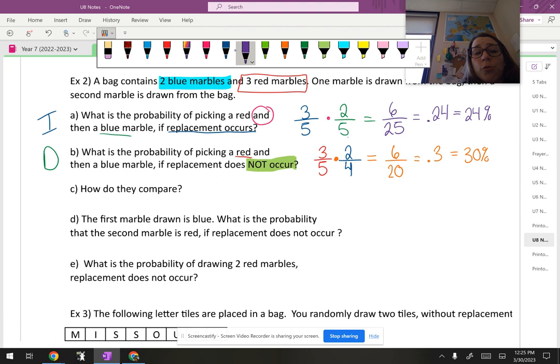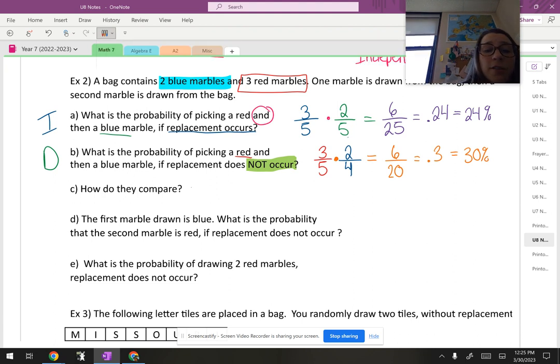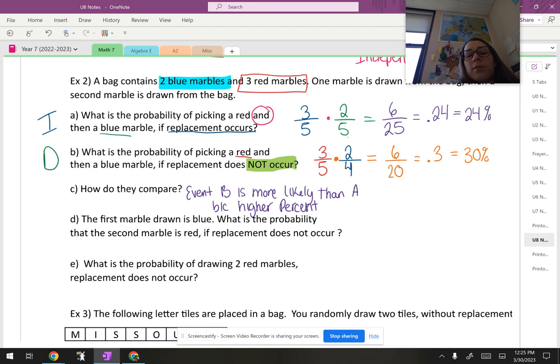How do those 2 probabilities compare to each other? Just a little sentence. Which one's more likely to happen? Event B is more likely than A. Why? Because it has a higher percent or a higher probability.